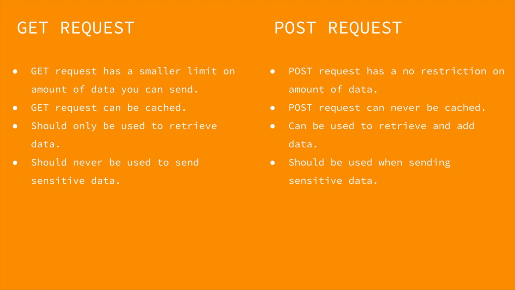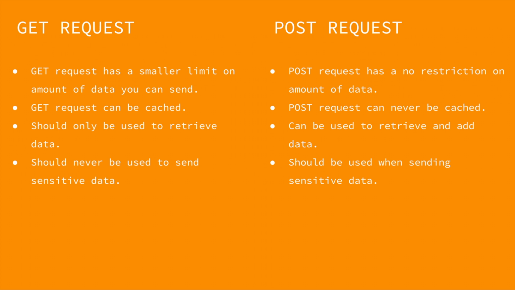To distinguish further between GET and POST requests, a GET request has a smaller limit on the amount of data it can send. Since it uses the URL and every browser has a limit on how much data you can put in the URL, it limits the ability of a GET request to send a whole bunch of information in one request. Whereas with a POST request, theoretically there is no restriction on how much data you can send.